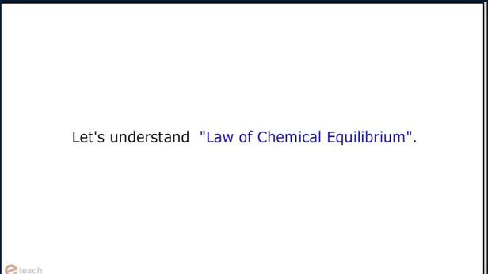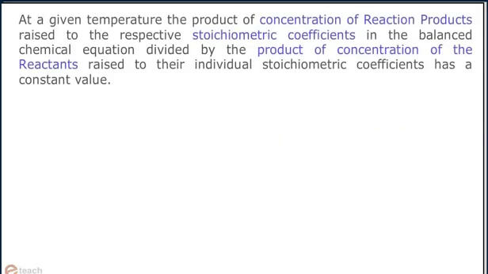Let us now understand law of chemical equilibrium. At a given temperature, the product of concentration of reaction products raised to the respective stoichiometric coefficients in the balanced chemical equation divided by the product of concentration of reactants raised to their individual stoichiometric coefficients has a constant value.